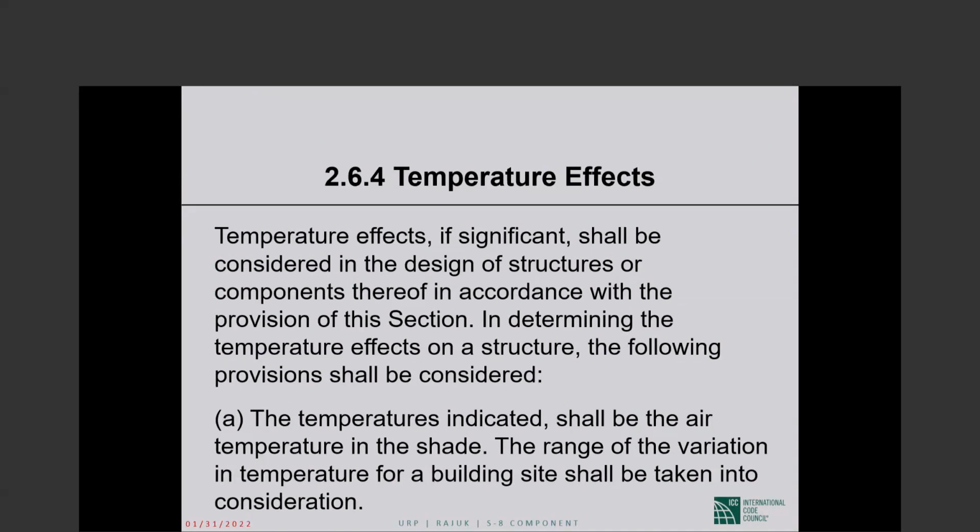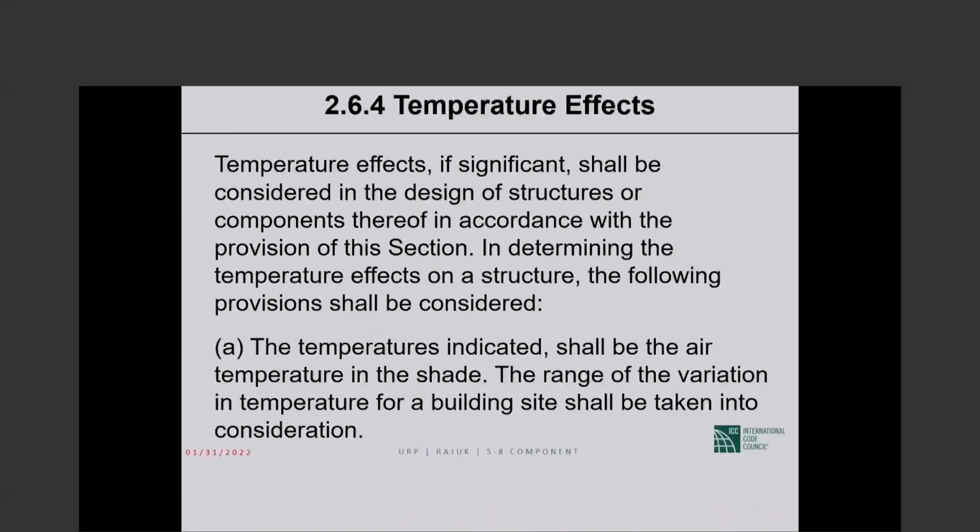Temperature effects, if significant, shall be considered in the design of structures or components thereof in accordance with the provisions of this section. In determining the temperature effects on a structure, the following provisions shall be considered. The temperatures indicated shall be the air temperature in the shade. The range of the variation in temperature for a building site shall be taken into consideration. Okay? Taken into consideration, where you will get it is up to you. The range of variation of temperature.